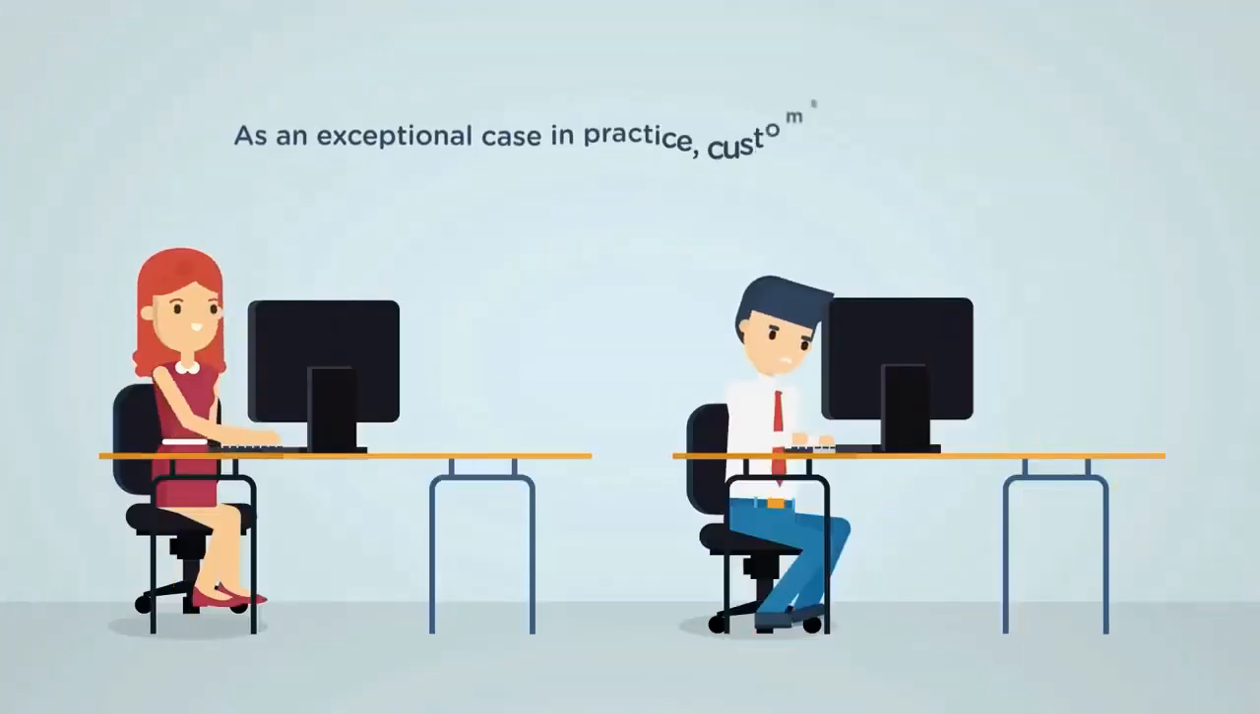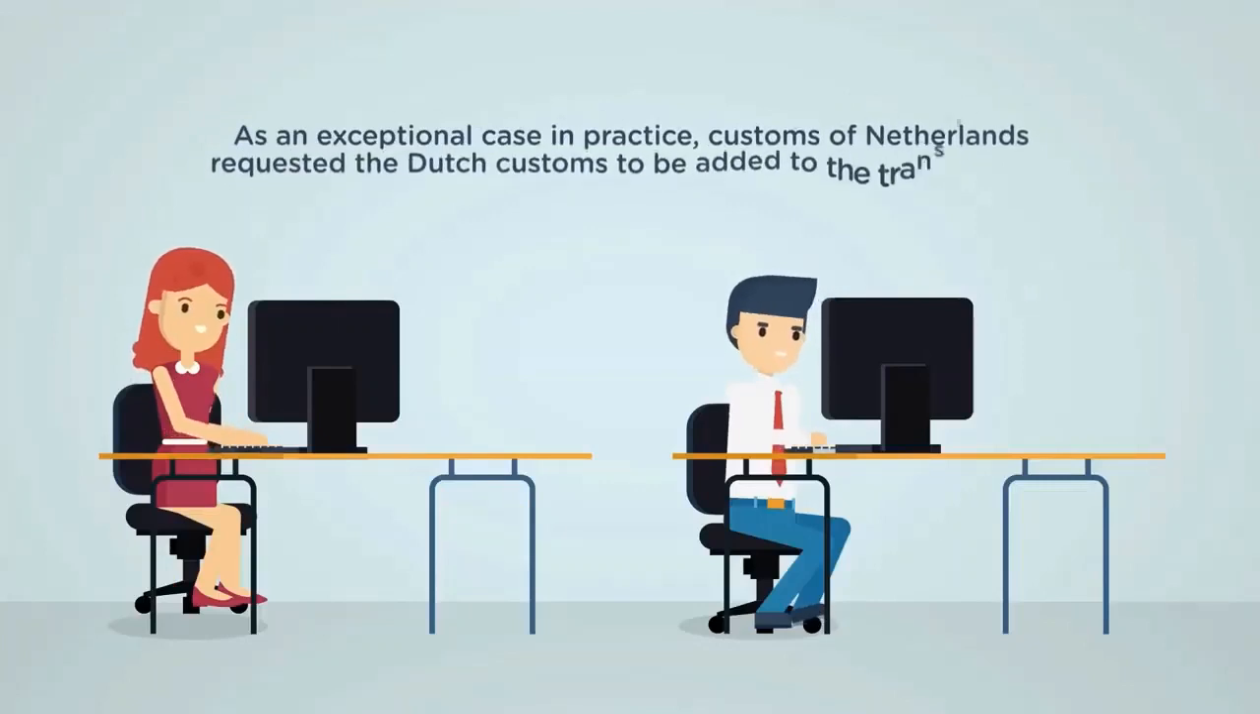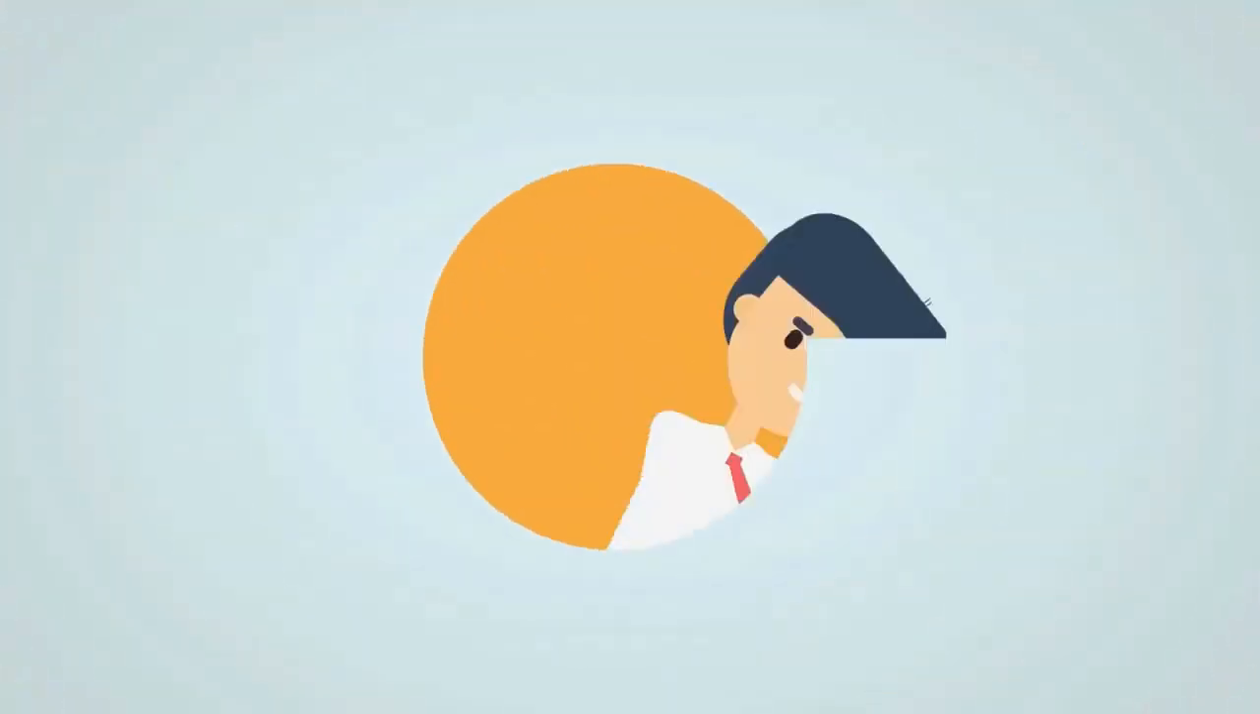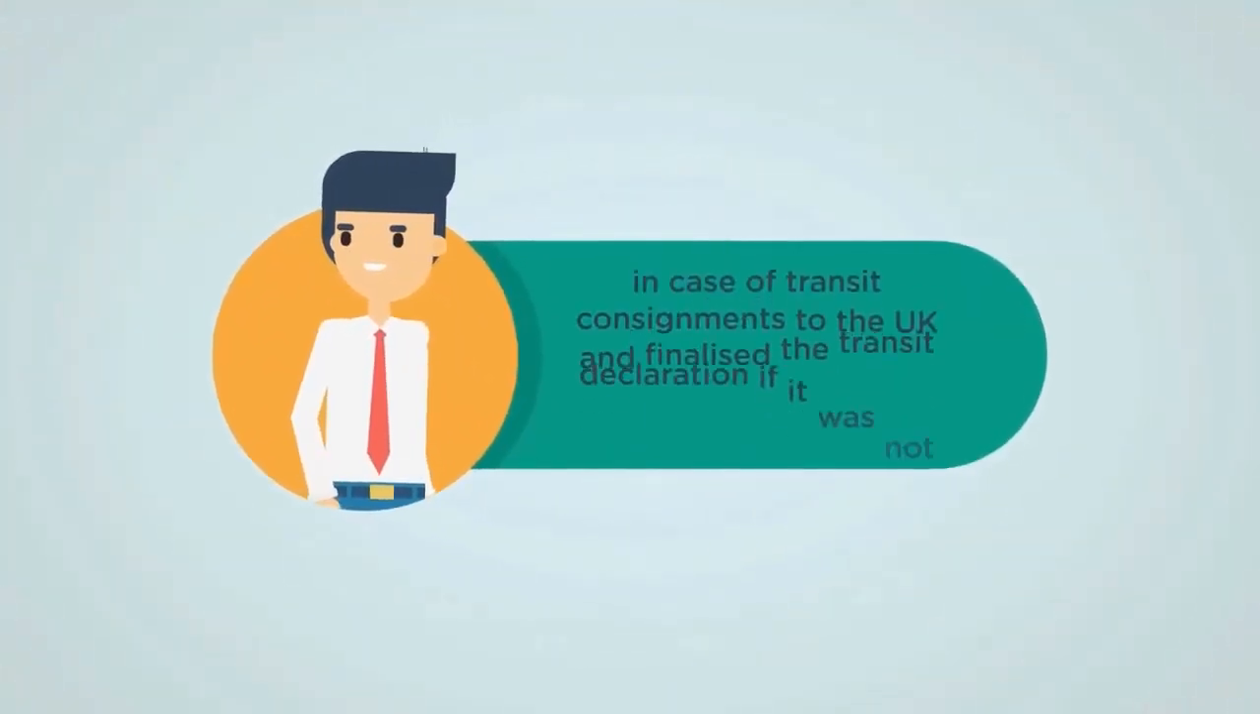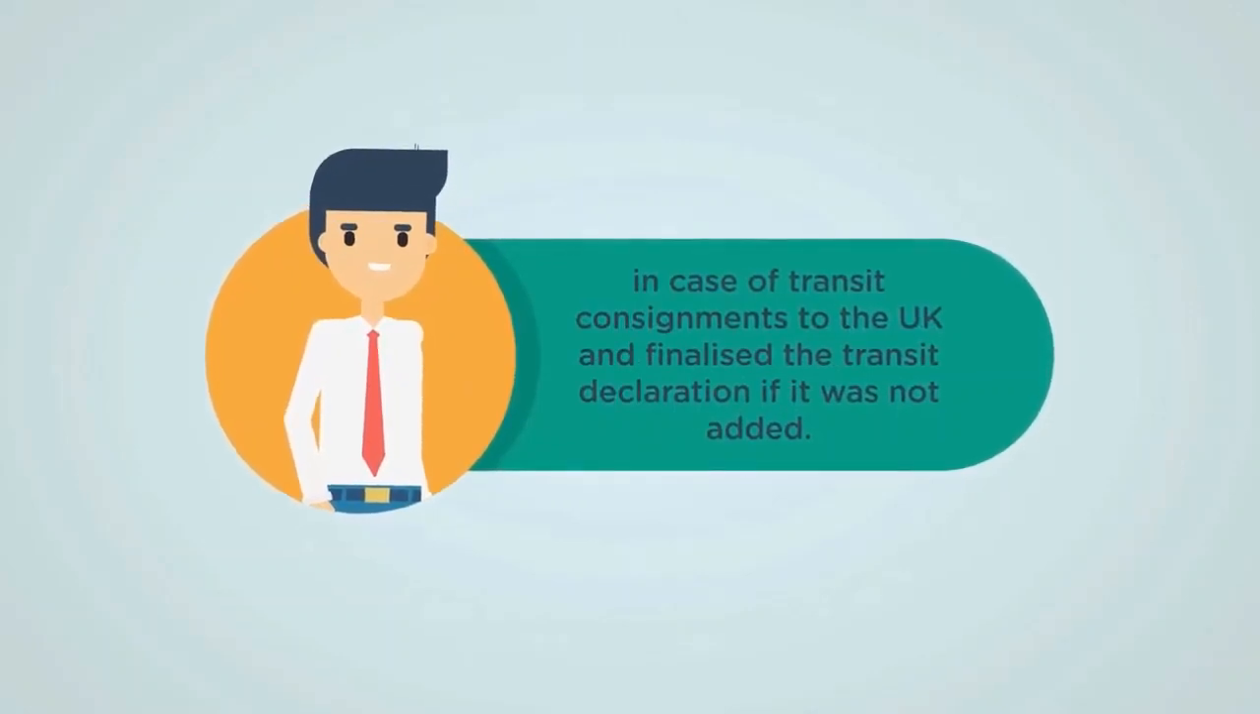As an exceptional case in practice, customs of the Netherlands requested the Dutch customs to be added to the transit boxes in case of transit consignments to the UK, and finalized the transit declaration if it was not added.